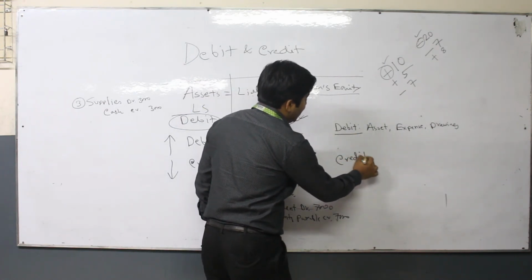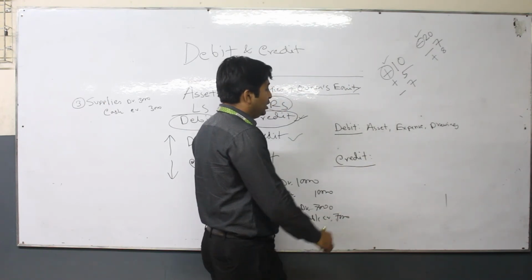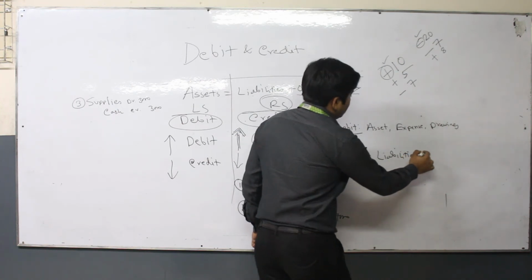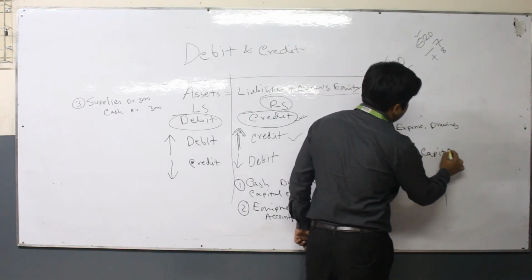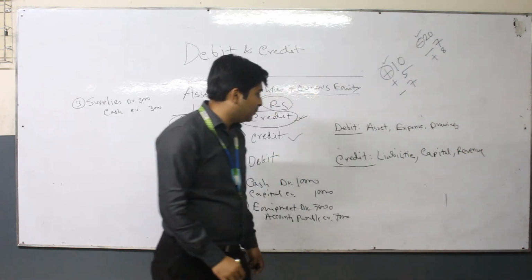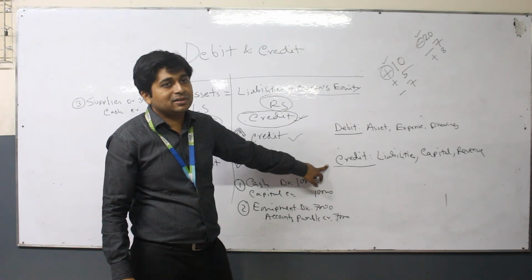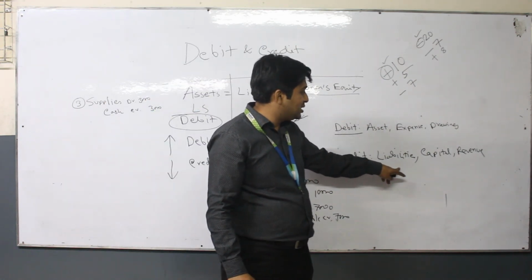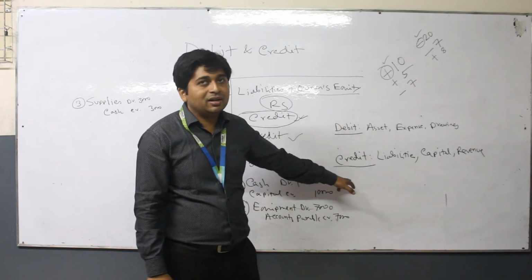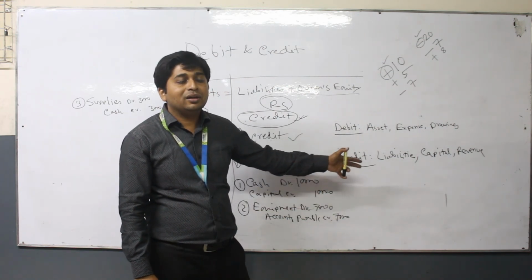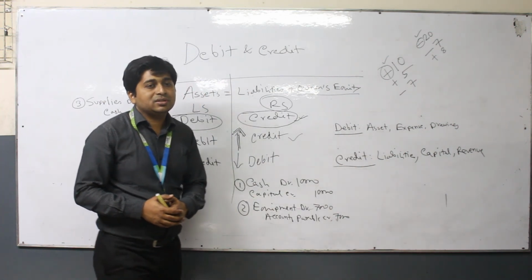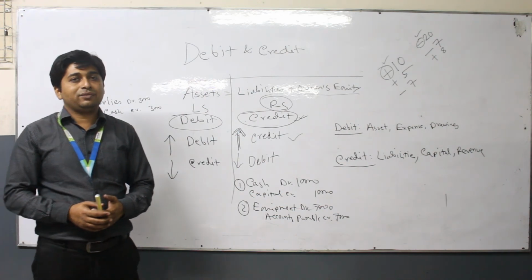And the basic signal of credit includes the liabilities, capital and revenue. These 3 kinds of accounts have a basic signal of credit. So when the liabilities, capital and revenue are increasing, they should be recorded as credit, and when they are decreasing, they should be recorded as debit. So this is the debit credit procedure of accounting.